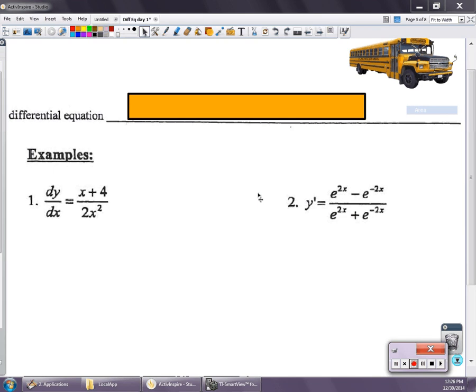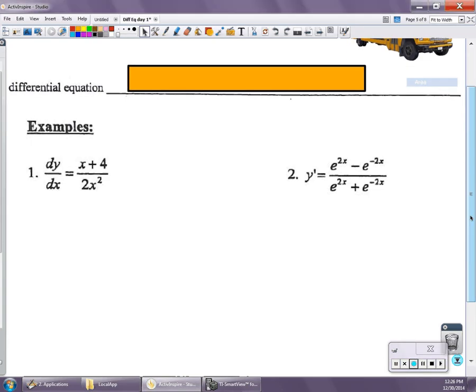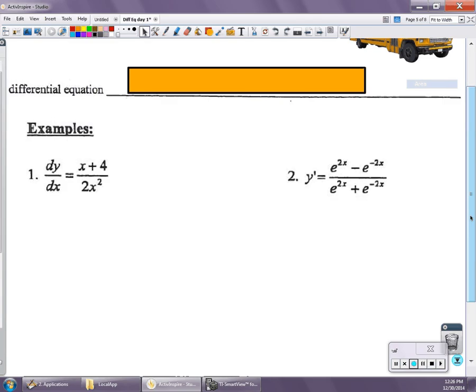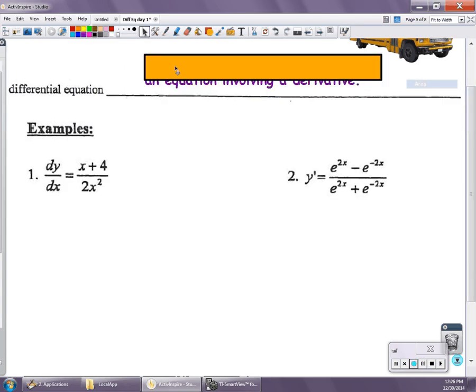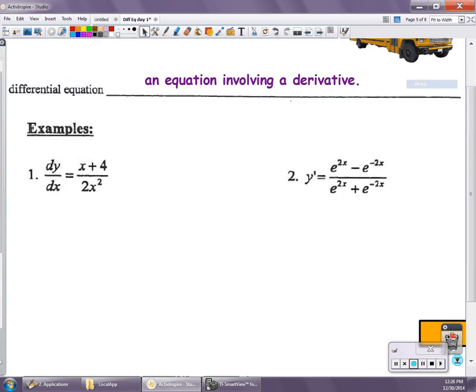In this video, we're going to continue doing something that we've been doing for many weeks now. We're going to solve differential equations, but we're going to get a little bit more formal about solving those differential equations. So first question we would want to ask is, what is a differential equation? And it's as obvious as the vocabulary terms themselves. A differential equation is an equation involving a derivative.